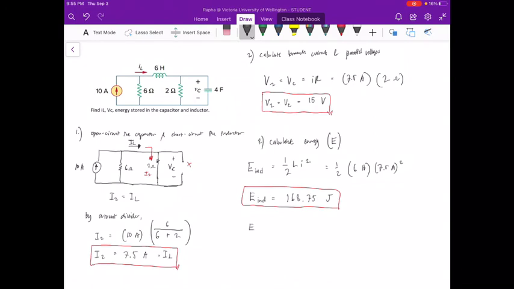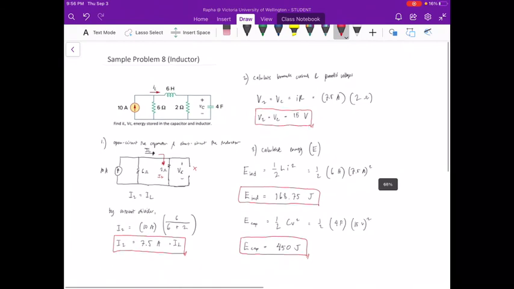And now we have the energy for capacitor, 1/2 CV squared. Very easy to remember these formulas. We have 1/2 capacitance of 4 farads times the square of the voltage across it, 15 volts. Energy for capacitor is equal to 450 joules. So there you have it. The 4 parameters that we have solved in this sample problem.